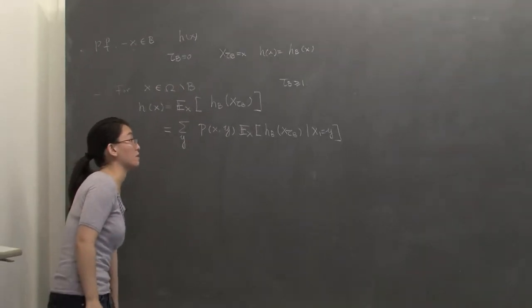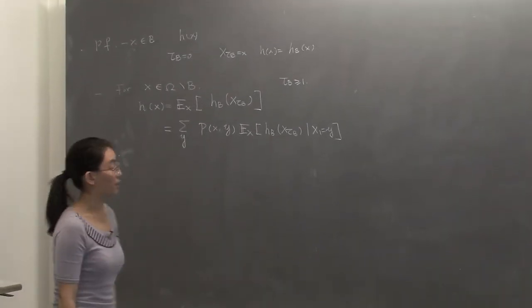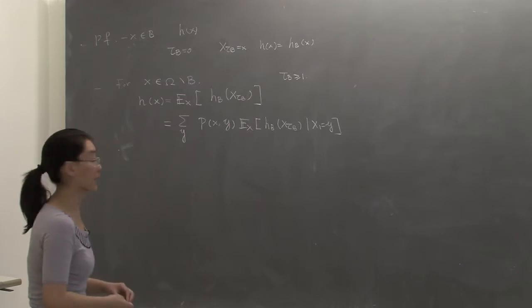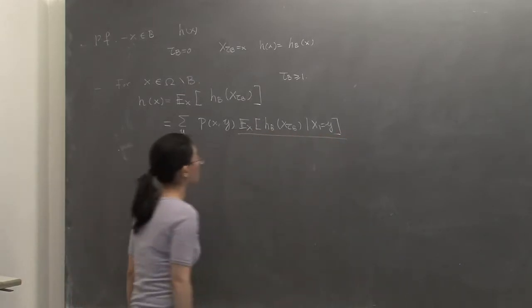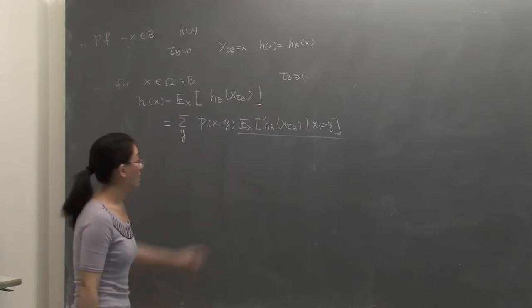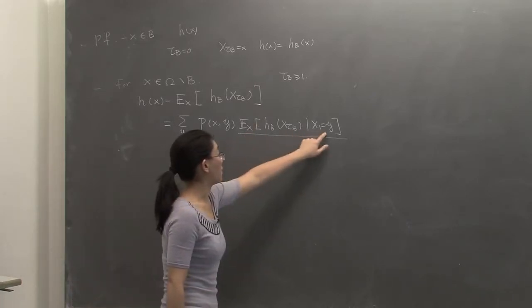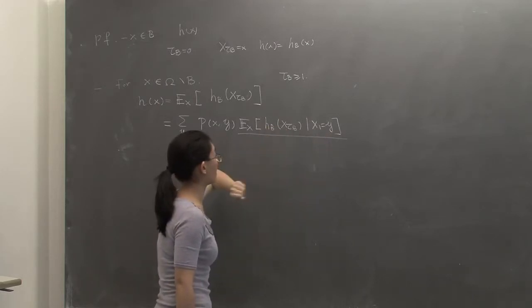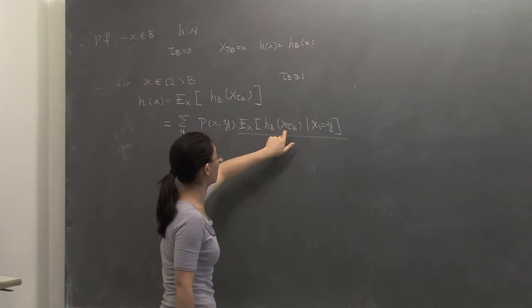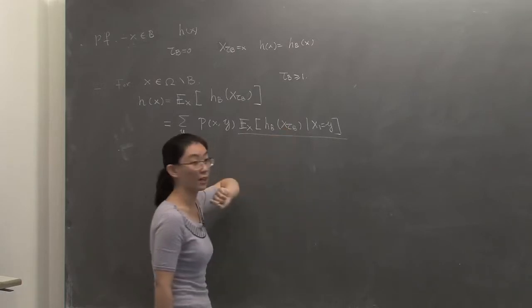So we just divide the event according to what happens to the first step. And now let's check this conditional expectation. We know that this is a Markov chain. The Markov chain starts from x, and the first time we jump to y. And then we want to calculate the expectation for the time that the Markov chain hits B.